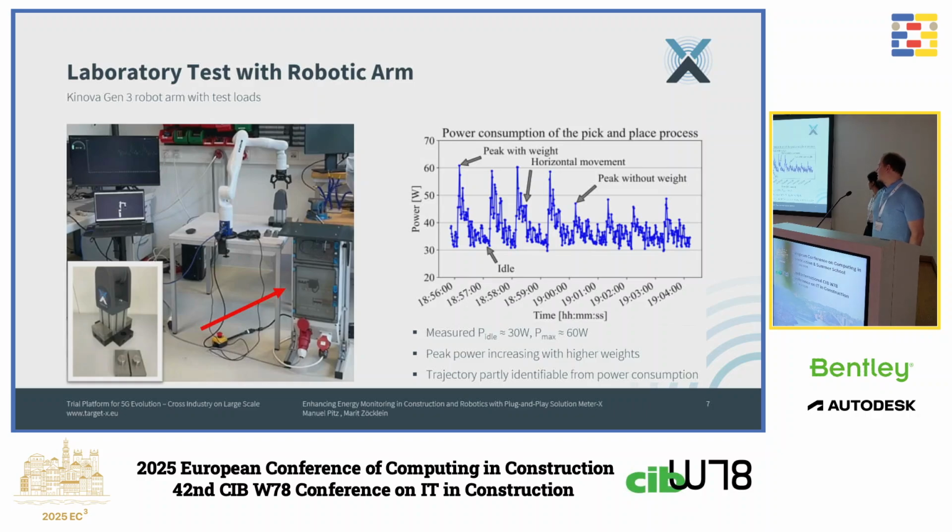What we can again see is that we can clearly see the peak power, and we see the increase in power when we go to higher weights. And what is very interesting here is that we use exactly the same device. So we use the same device for construction testing and for very low power consumption. So here in this case, 30 to 60 watt. And we can also already see some implications about the trajectory in this power consumption.